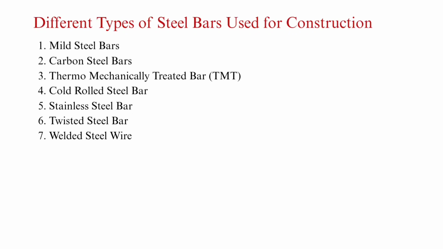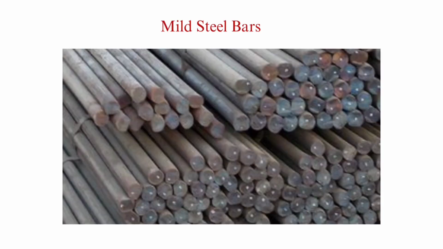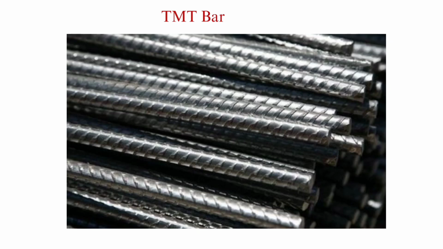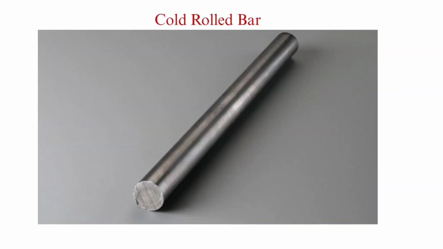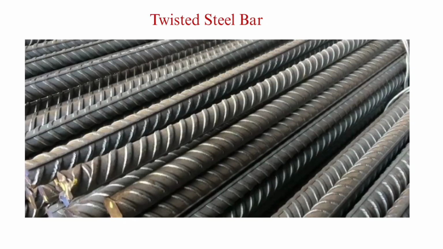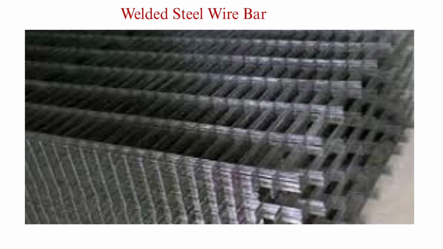Like different sizes, there are also different types of steel bars which can be used in different types of construction, like mild steel bars, carbon steel bars, thermomechanically treated bars, also known as TMT bars, then cold rolled steel bars, stainless steel bars, twisted steel bars and welded steel wire. From mild steel bars to welded steel wire, we'll take each one in detail.